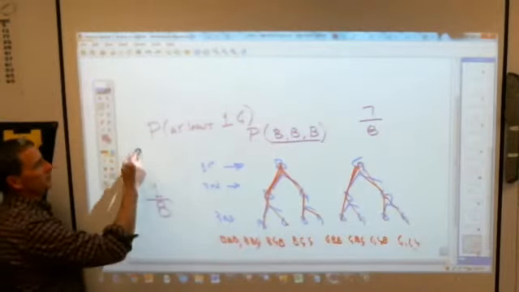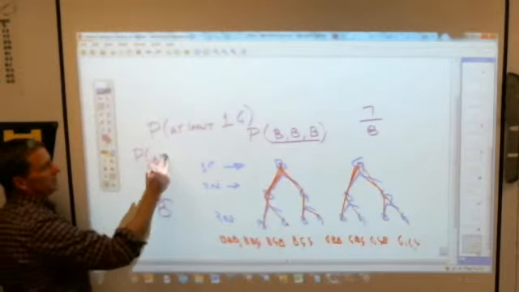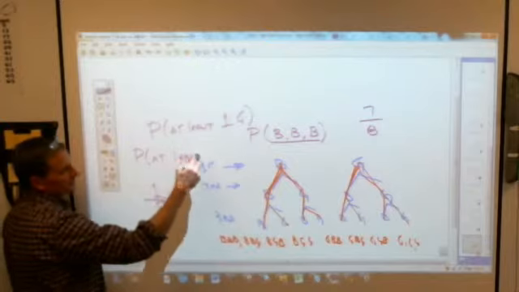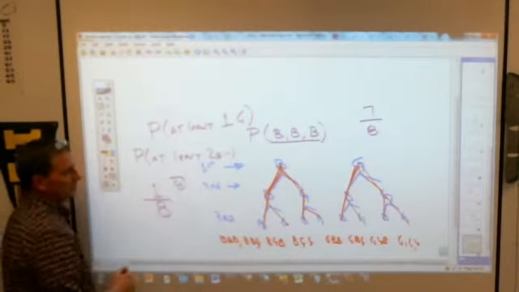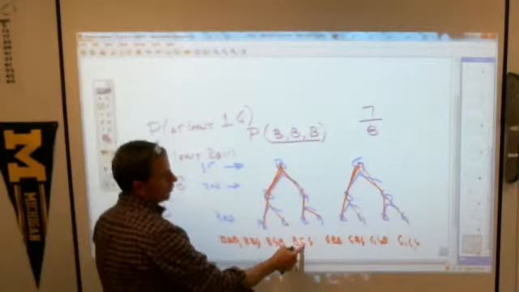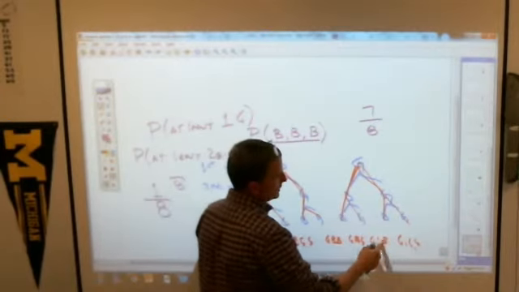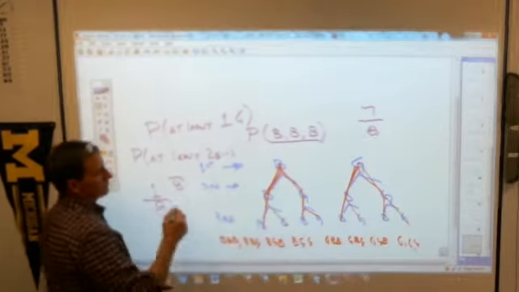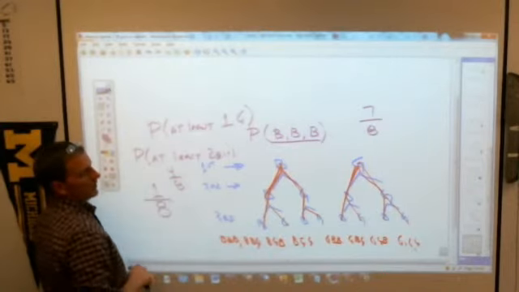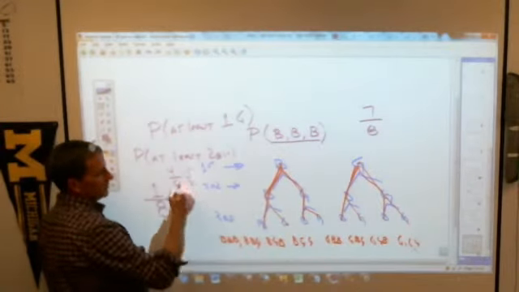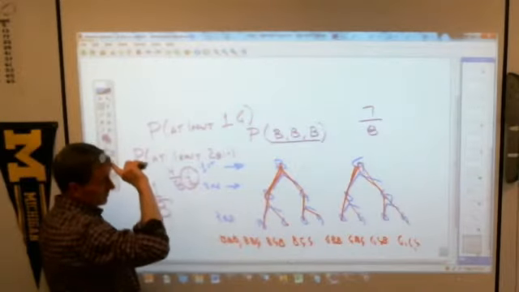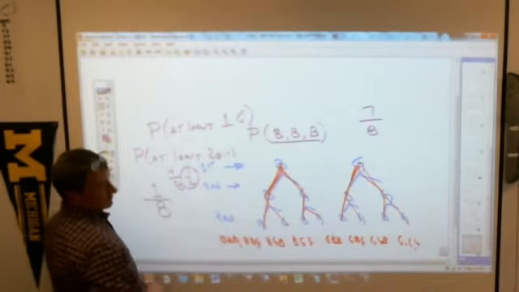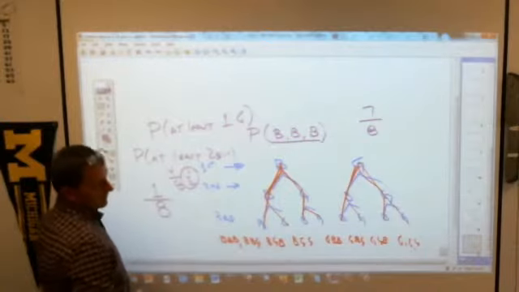What would be the probability of having at least 2 girls? So how many of these have at least 2 girls? 1, 2, 3, 4. 4 out of the 8 times, or half the time you should get at least 2 girls, which is interesting because what's the probability of having at least 2 boys? Half the time as well.